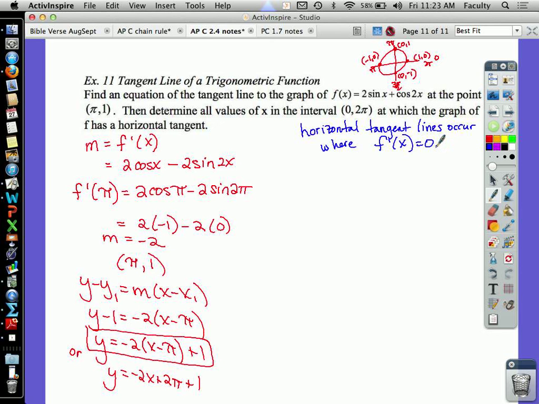Now we're going to do the second piece that says then determine all values of x in the open interval from 0 to 2 pi at which the graph of f has a horizontal, and that should say tangent line. Horizontal tangent lines occur where f prime of x equals 0. Well, we found f prime of x, so we're just going to set it equal to 0.